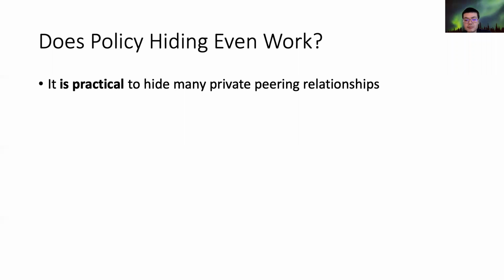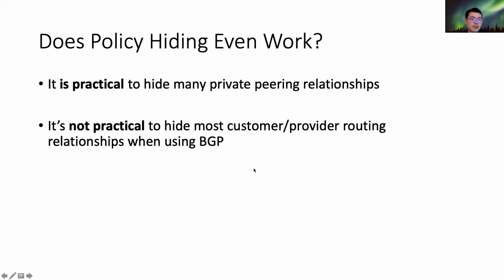Okay, and we then moved ahead and said that policy hiding is really not necessary. It's not even practical for customer-provider routing because you need your provider to serve you. You need to know your provider's route, how you finally reach the destination. So for those vertical routes, you don't need to hide anything.